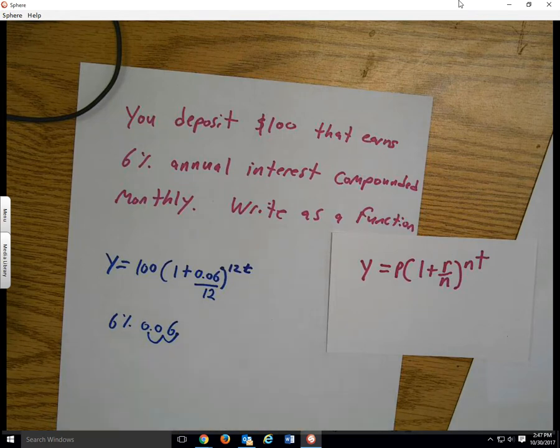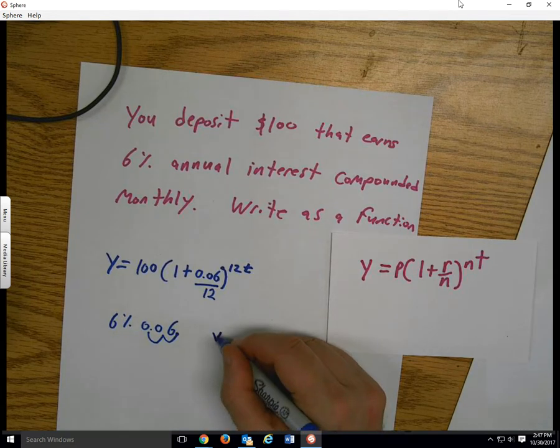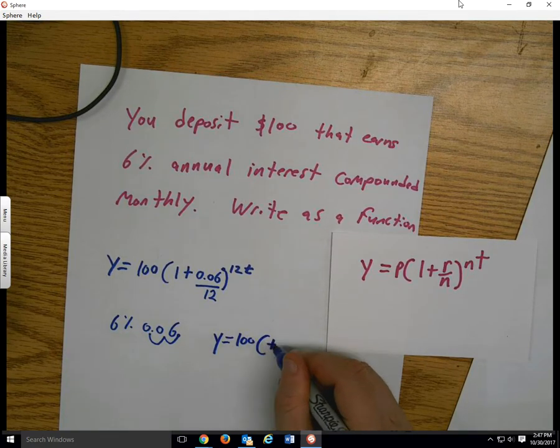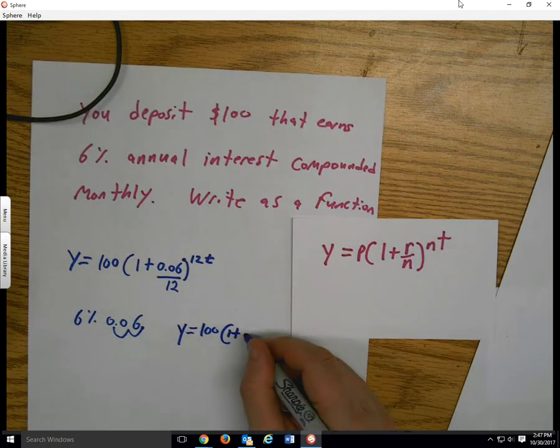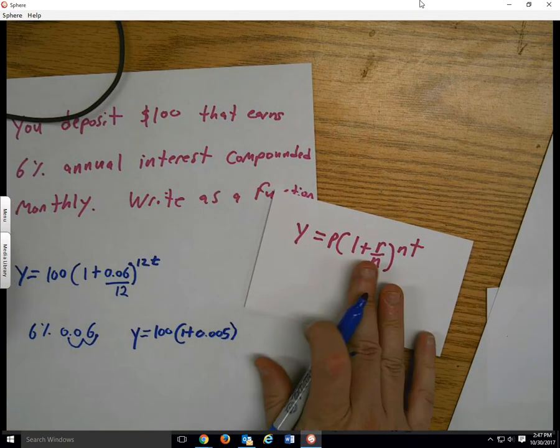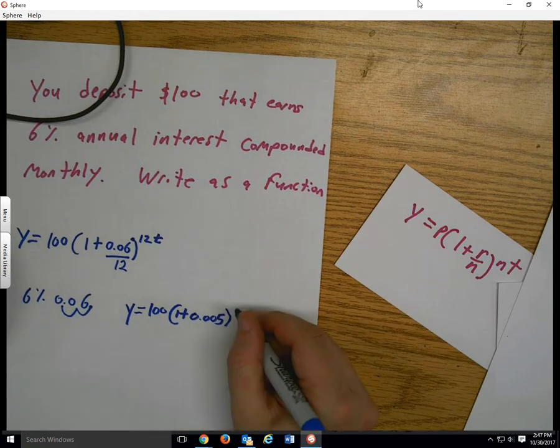Okay, well now we just need to work this out. So what is 0.06 divided by 12? You can get your calculators out and get the answer to that. It would be 0.005 if we were to work that out. So we'd have y equals 100, 1 plus 0.005, to the t power.